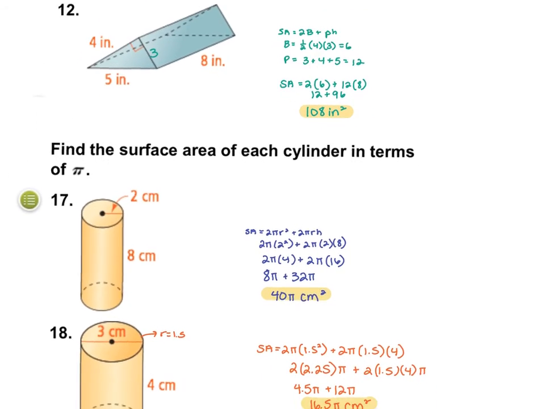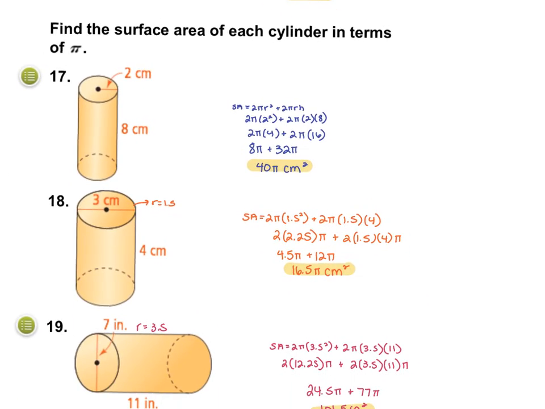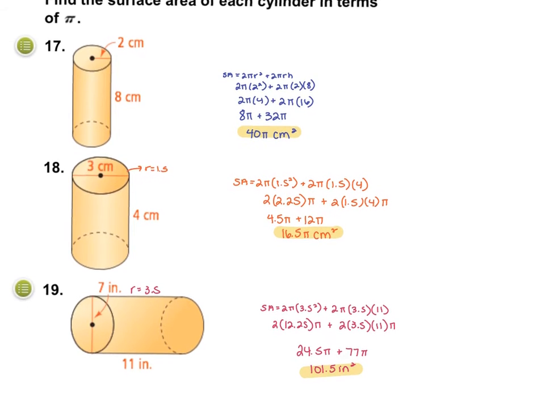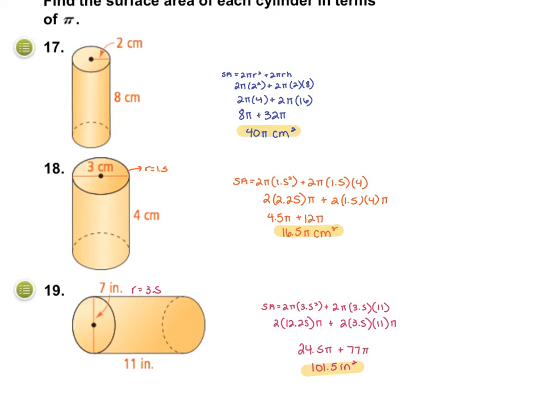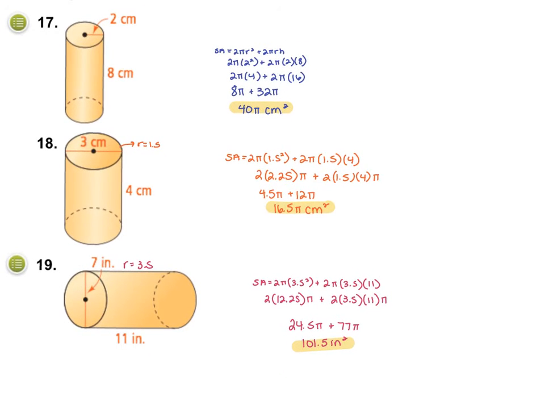Then came the cylinders. So surface area of the cylinders, number 17 is 40 pi. Number 18 is 16.5 pi. And number 19, 101.5. That should be 101.5 pi.